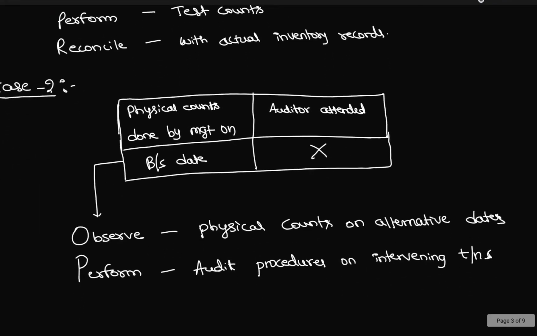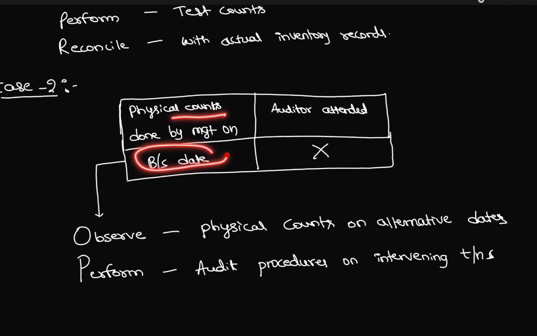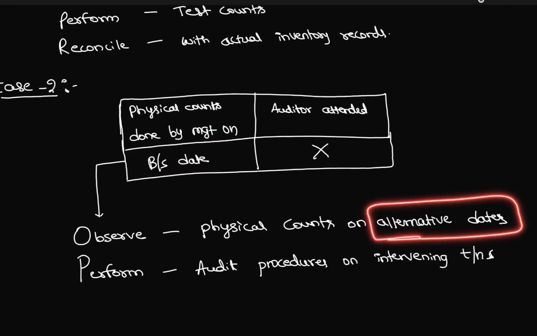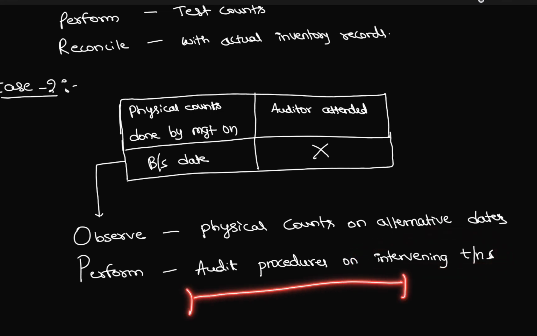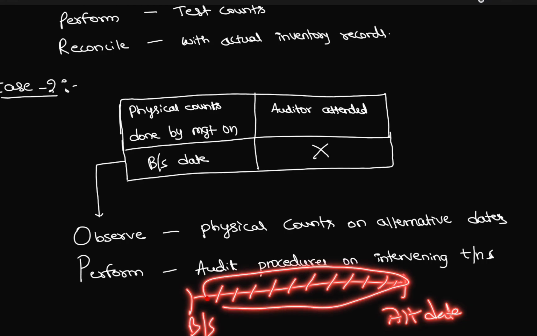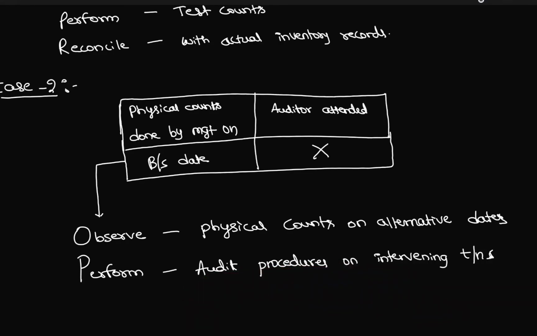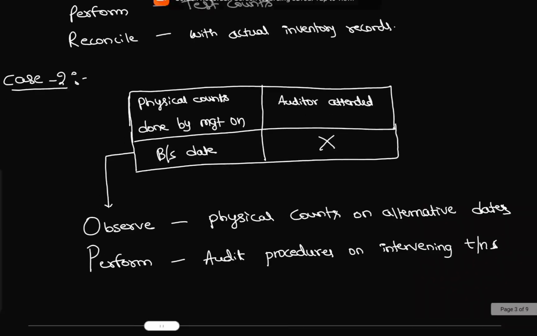In the second case, the physical count is done by management on the balance sheet date only, but the auditor did not attend it. In that case the auditor has to observe the physical counts on an alternate date. The balance sheet date is completed, so now it's an alternate date, and he has to perform audit procedures on intervening transactions. Whatever transactions happen in between, he has to obtain audit evidence for them.